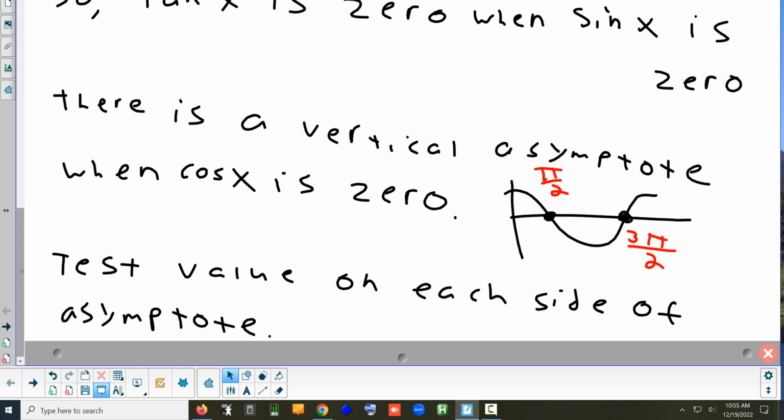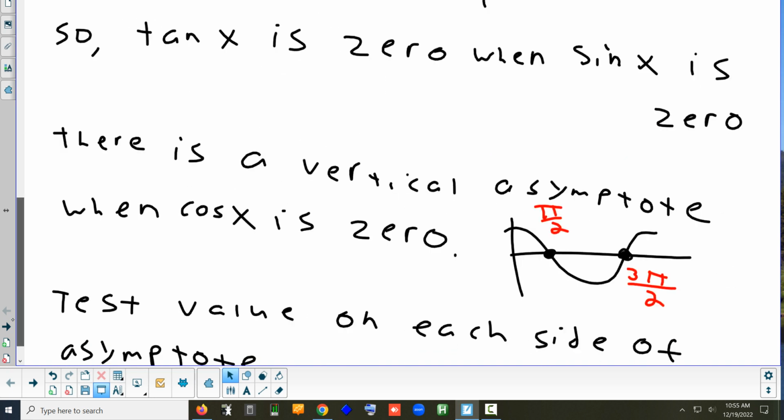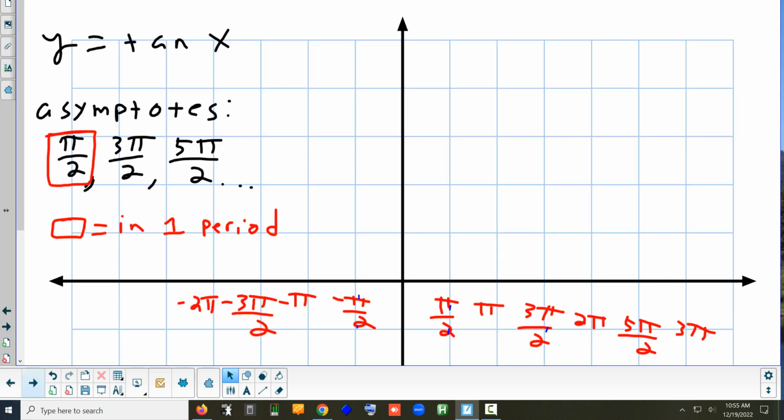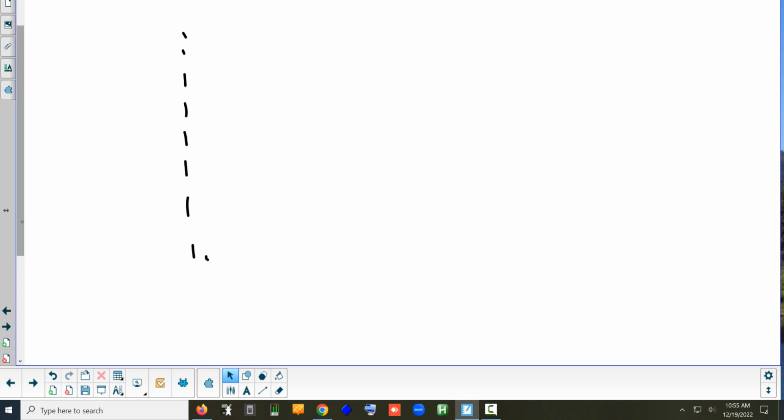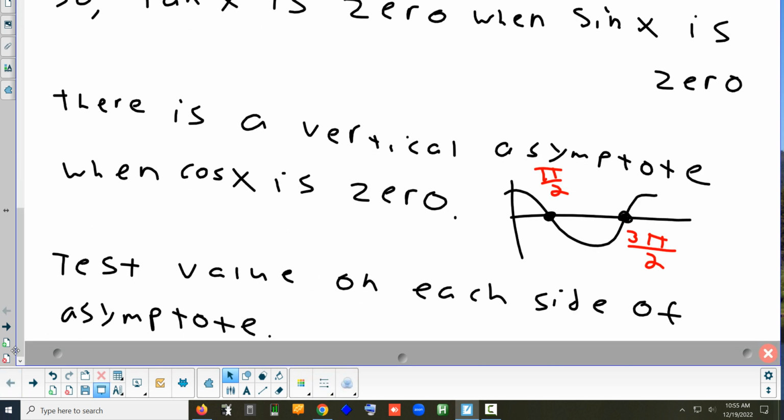And then once we have tangent, well, cotangent would be very similar, but cotangent is tangent flipped. So the sine and cosine would switch places. Let's start with tangent. Okay, does everybody have that first?